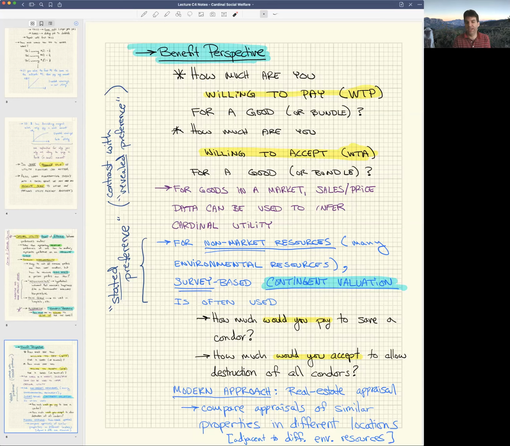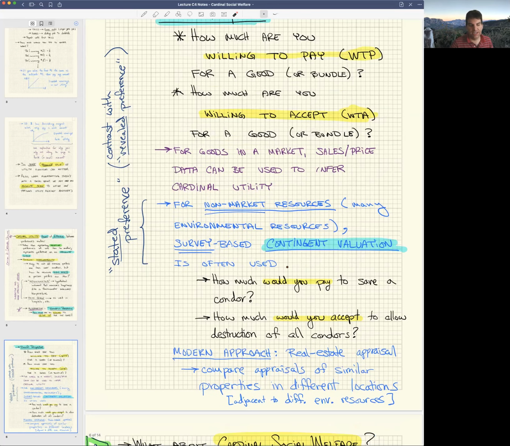And this idea of surveying you, as you've already read about, I think, in your book, and we'll talk about a little bit more in different contexts moving forward, is called contingent valuation. It's the idea that I can survey you and ask you how much you're willing to pay or willing to accept. And so a survey-based estimation of value for non-market resources is contingent valuation.